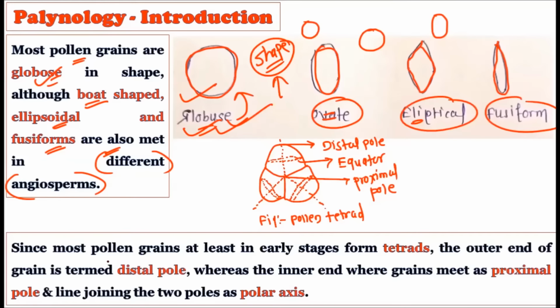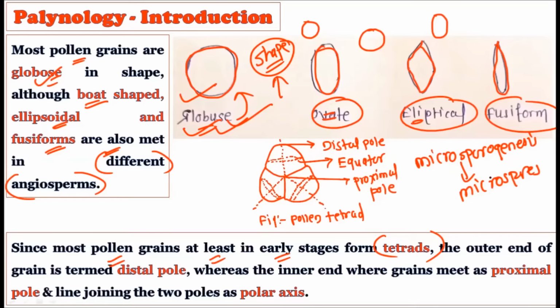Now see, most pollen grains, at least in their early stages, form a tetrad. Whenever there is microsporogenesis, an important process in which pollen grains are formed, microspores are created, which are in general called pollen grains. Under this microsporogenesis process, majority of the time in the early periods, the pollen grains come in a tetrad, that is a combination of four. The four pollen grains are stuck together and are not separate during the earlier stage of pollen grain development. So during microsporogenesis, in the early stages, they form tetrads.